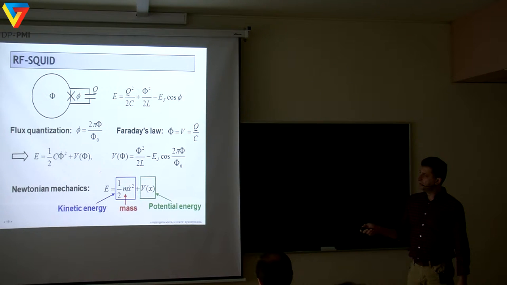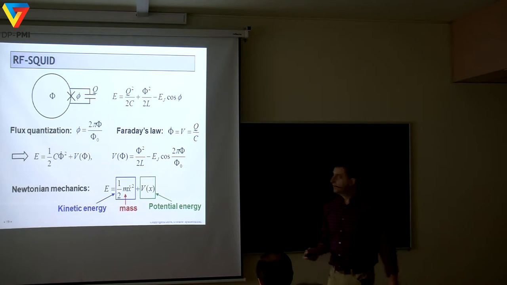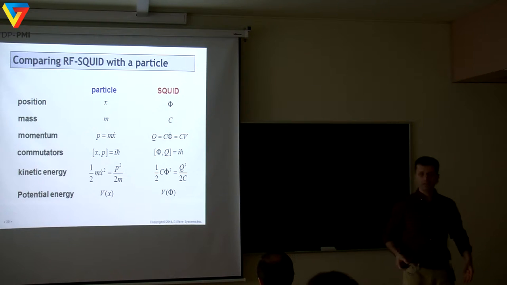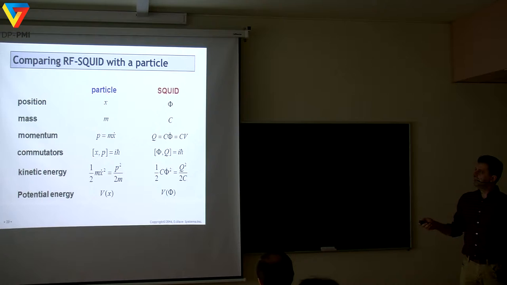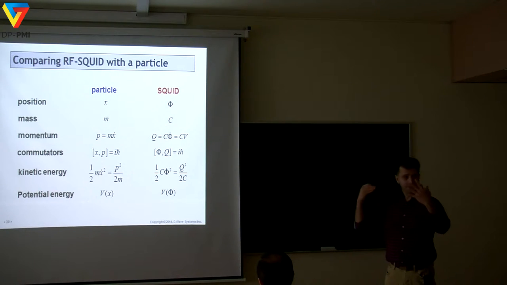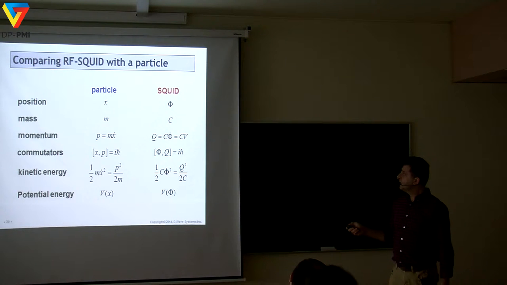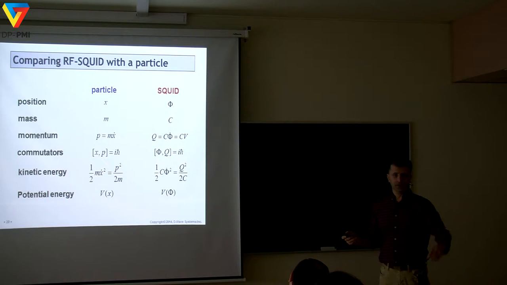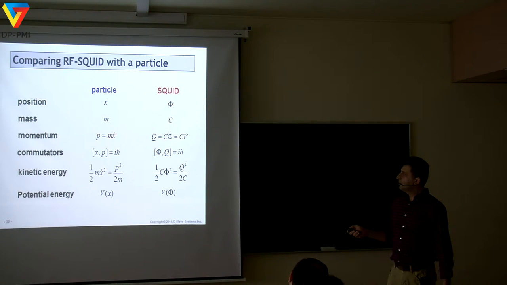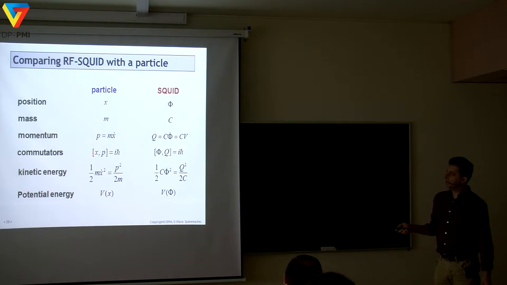Now, if you compare these two, you see that there's a very similar similarity. X is actually replacing the role of phi, flux is replacing the role of position. So I can actually generalize this similarity: position, mass, momentum, the commutator relation in quantum mechanics, everything actually exists one-to-one for flux and charge. The position now is flux. The mass is capacitance. The momentum is charge. And the uncertainty relation that you had between position and momentum exactly holds between flux and charge.